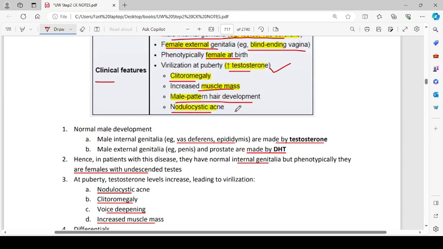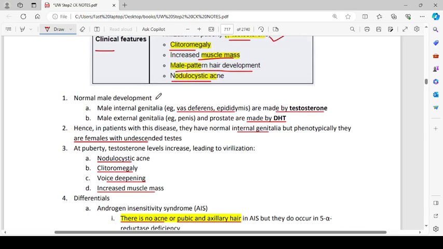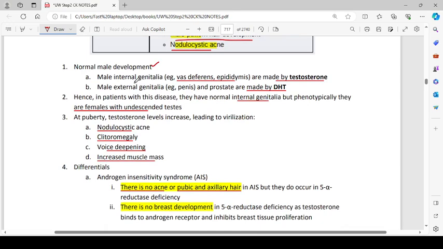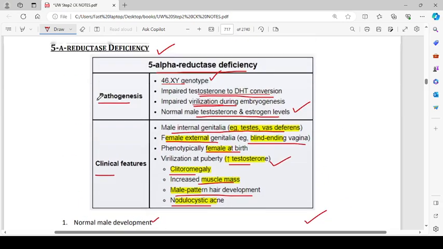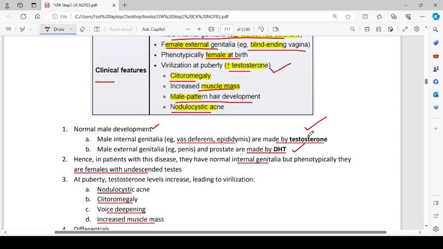and nodulocystic acne. Normal male development: male internal genitalia is made by testosterone, and male external genitalia is formed by dihydrotestosterone. 5-alpha reductase normally converts testosterone into dihydrotestosterone. If that is not there, external genitalia won't be formed. Okay, so male internal genitalia, for example, vas deferens and epididymis are made by testosterone, and male external genitalia like penis and prostate are made with DHT.